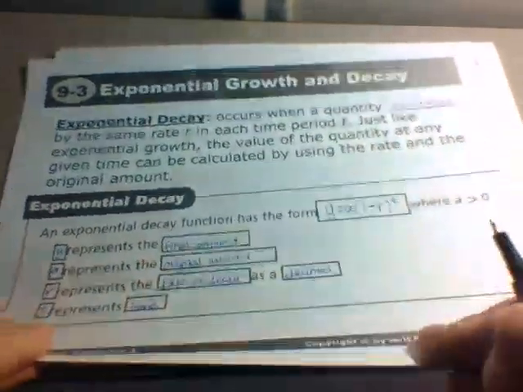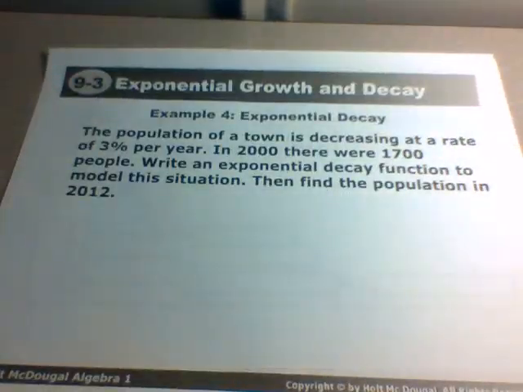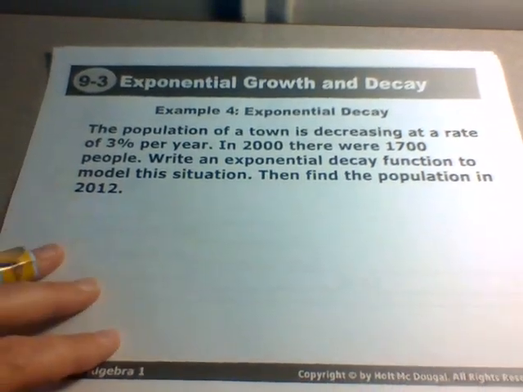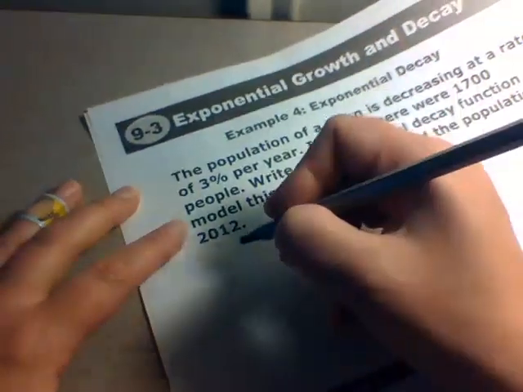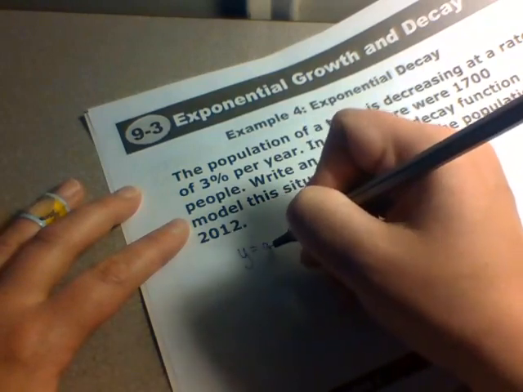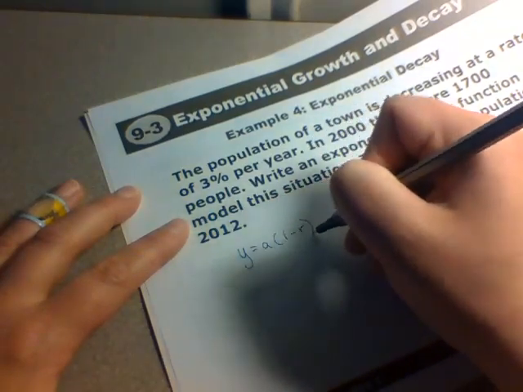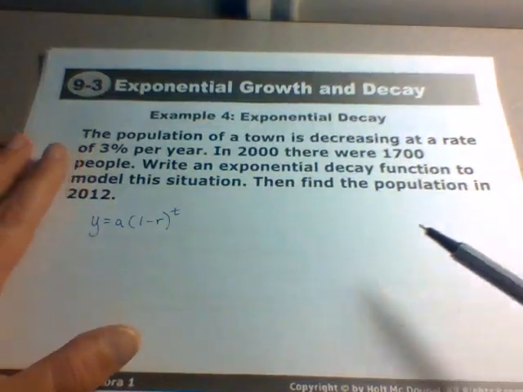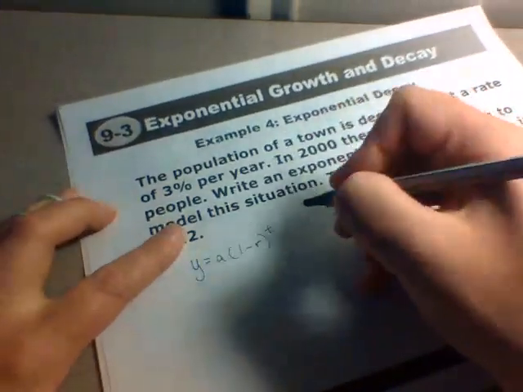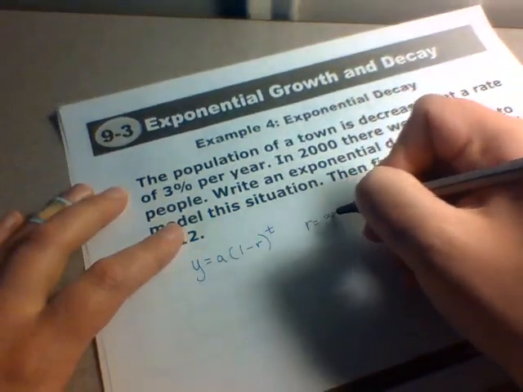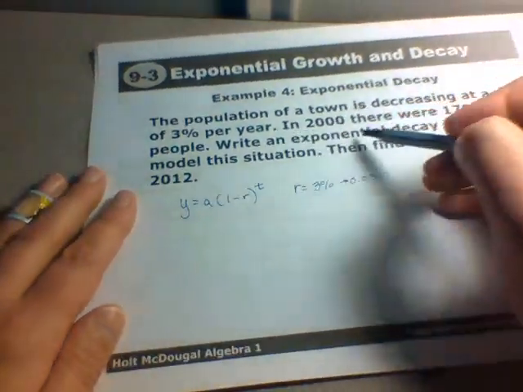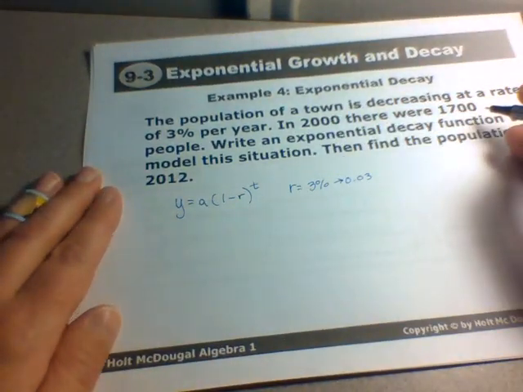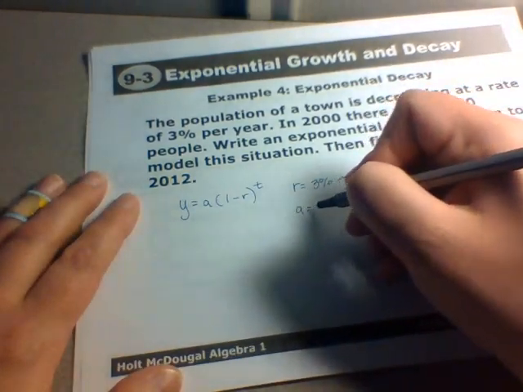All right, so trying out the exponential decay idea. You have an example. The population of a town is decreasing at a rate of 3% per year. So we know that we are going to be using the equation that we just wrote down, which was a(1 - r)^t. The rate there is 3%, and so we're going to have 3%, or technically 0.03. It says in 2000 there were 1,700 people, so that's our starting amount.